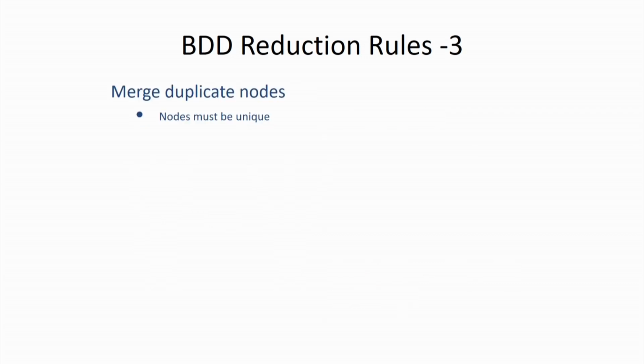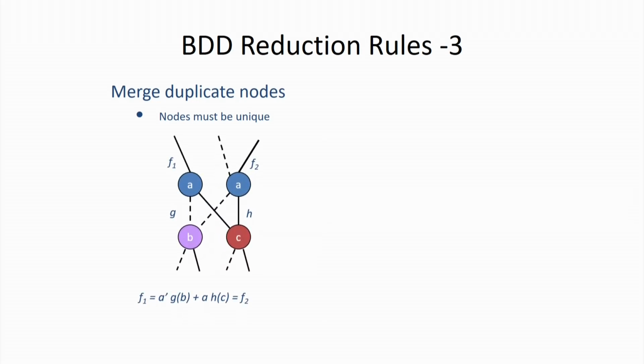Rule 3 talks about merging duplicate nodes. We have to see what the duplicate nodes are and how we merge them. Nodes must be unique. In this scenario, in this non-terminal node we are evaluating the function f1, and in this non-terminal node we are evaluating the function f2. When A is equal to 0, we have to evaluate the function g in node B, and when A is equal to 1, we have to evaluate the function h in node C.